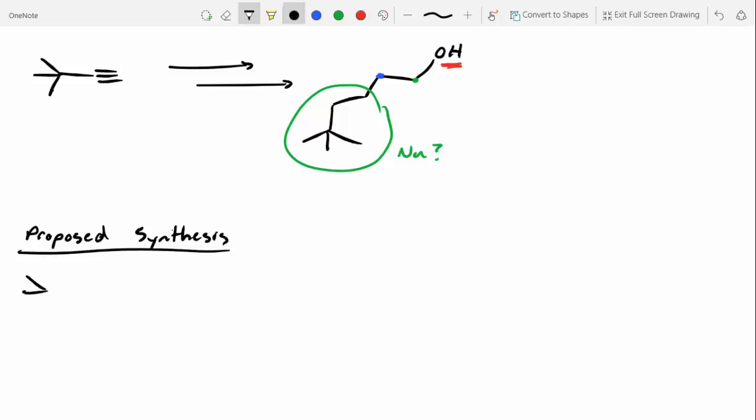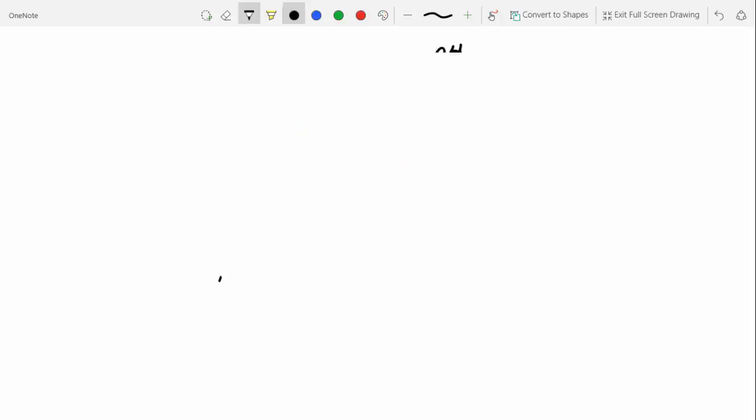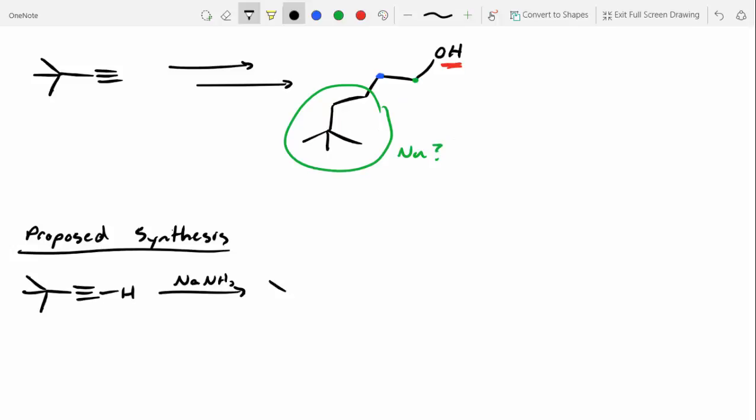So Ramon said, all right, let's take this alkyne. We've got a proton. If we treat this with sodium amide, we'll form our acetylide ion, right? All right. And then what reagent would we need to give us that blue carbon and green carbon? Yeah, a simple epoxide. This is called ethylene oxide. It's commercially available. You can buy it in a bottle.